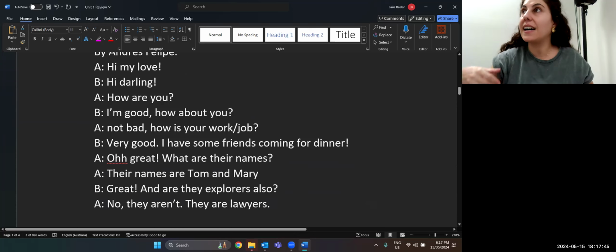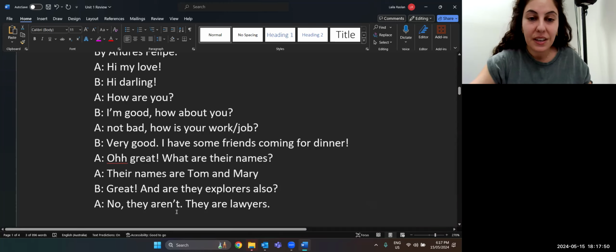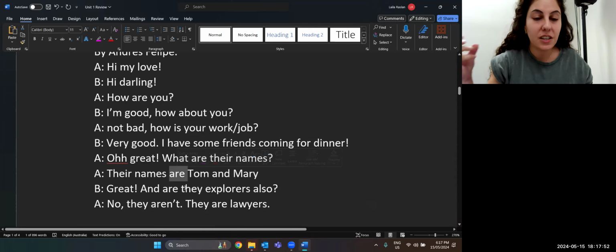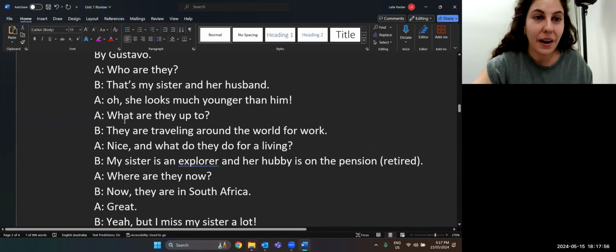Okay, so in this conversation, we can see the verb to be. We can also see asking about countries, the names of people, and the verb to be. Make sure you look for that verb to be. So here's another example by Gustavo. So person A says, who are they?